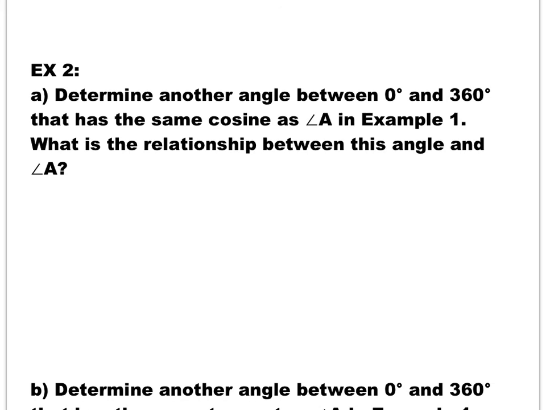In the next example, we are supposed to determine another angle between 0 and 360 that has the same cosine as angle A in the previous example. And then also, what is the relationship between this angle and angle A? If you recall, the cosine of the angle was 4/5. Now again, this is our unit circle.